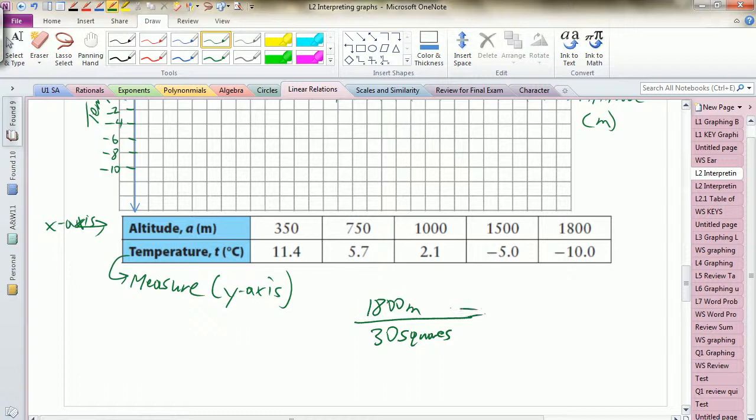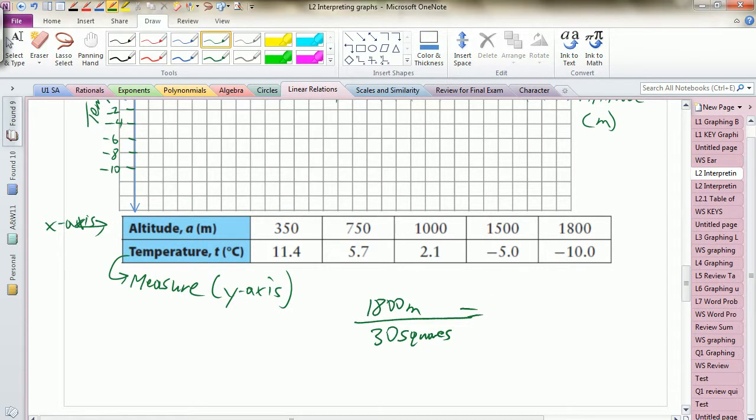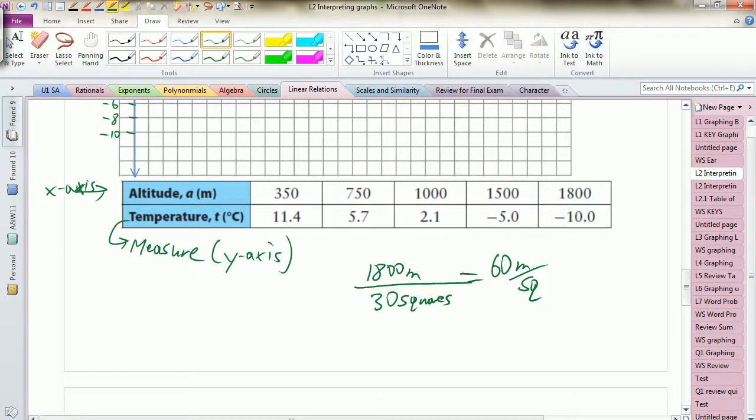So we're going to divide 1,800 divided by 30 equals 60 meters per square. So we can't go up by anything less than 60. So can we go up by 50s? No. Can we go up by 75s? Would that be kind of weird and hard to do? And so what would be a better number? Going up by 250s? But that's going to really scrunch into a small piece of graph because each square is going to be a lot more than what we need.